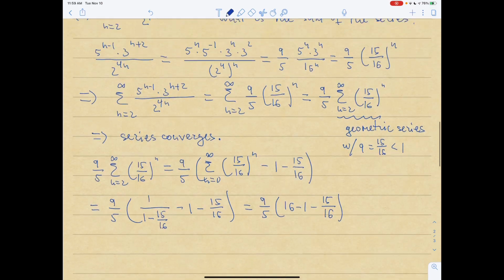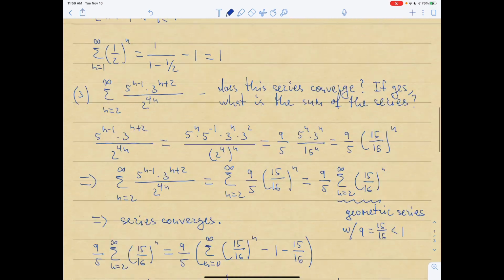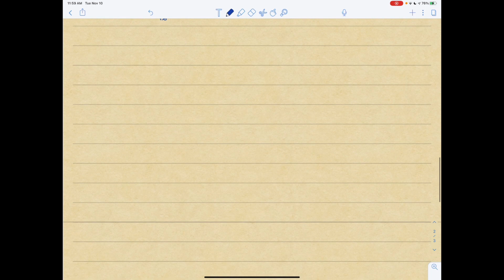In the meantime, two more examples. Number 4. Let's say I want to answer the same question as in the previous example. I want to determine if this series converges, and if it does, then what is its limit?